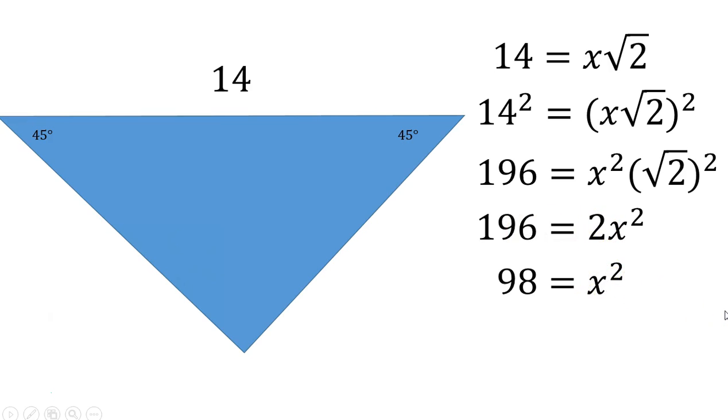If I want to find out what x is, I take the square root of both sides, and I get the square root of 98. So x is the square root of 98. That's the length of one of the legs. Oops, and it's not on there. I don't know what happened there.